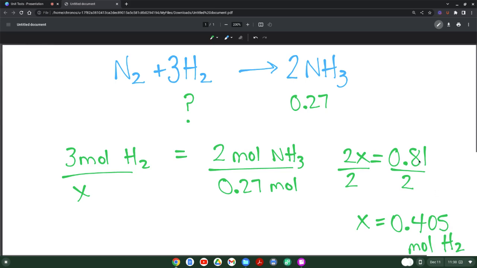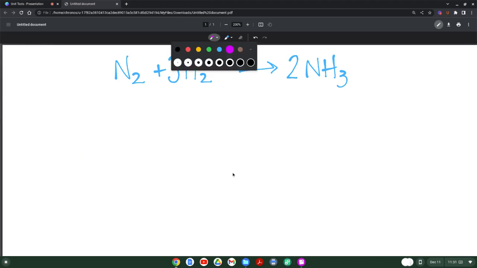Now, this very commonly could turn into it asks you about grams perhaps. For that, you would just do a gram and mole conversion. The next question was, how many moles of ammonia can be formed from 24.8 moles of hydrogen?